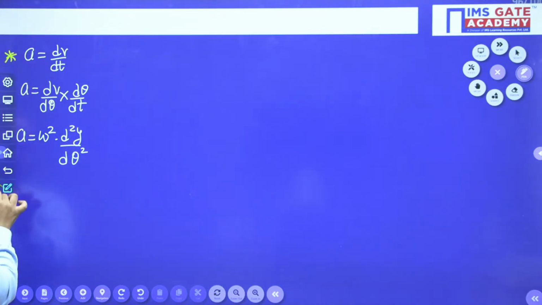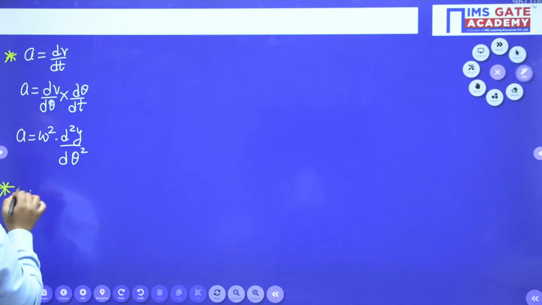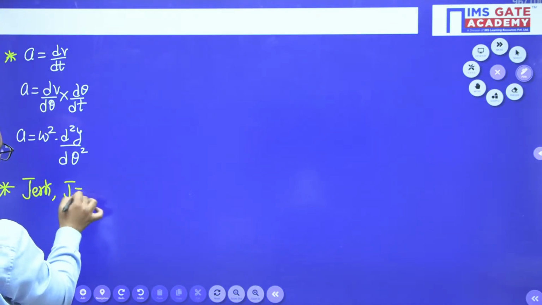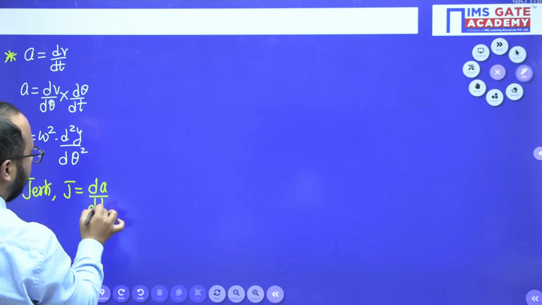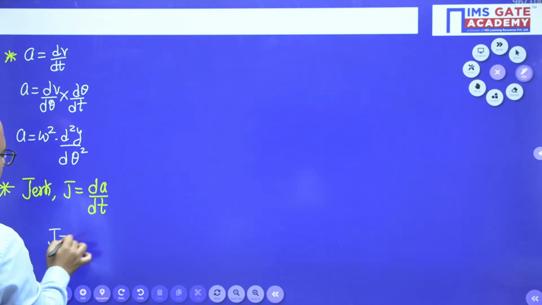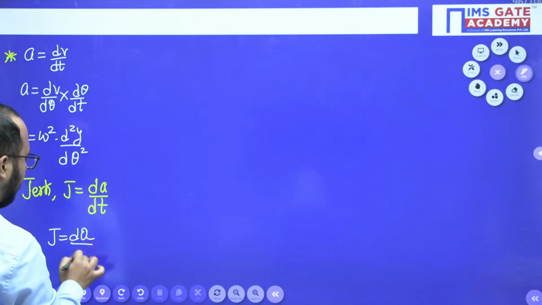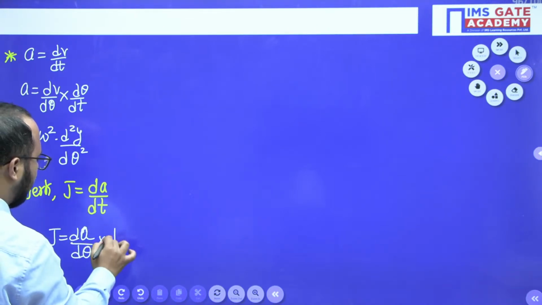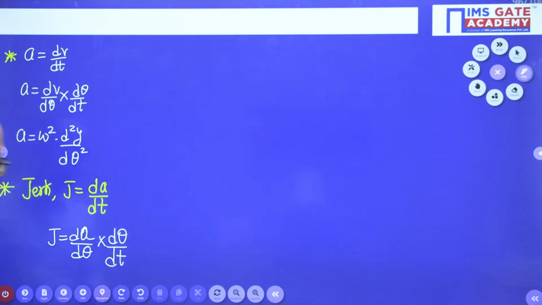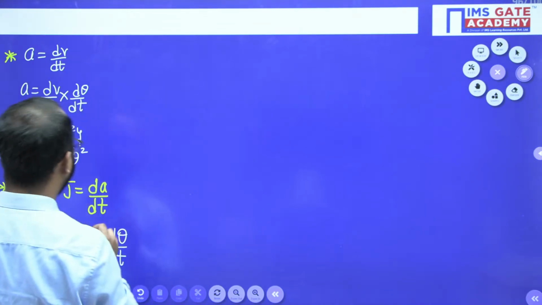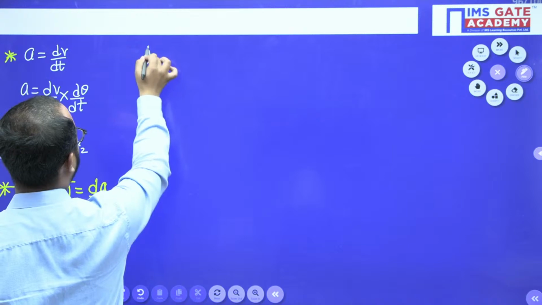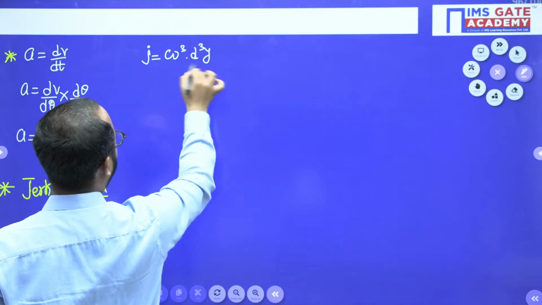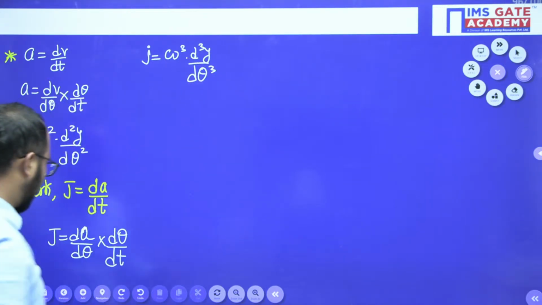Now, next parameter, very important one, is the jerk. J equals dA by dt. Right. So here finally, if you use dA by d theta, it is there, multiplied by d theta by dt. dA by d theta and d theta by dt like this, and you will have the jerk omega cube, you will have d3y by d theta cube. So this is the relation, guys.